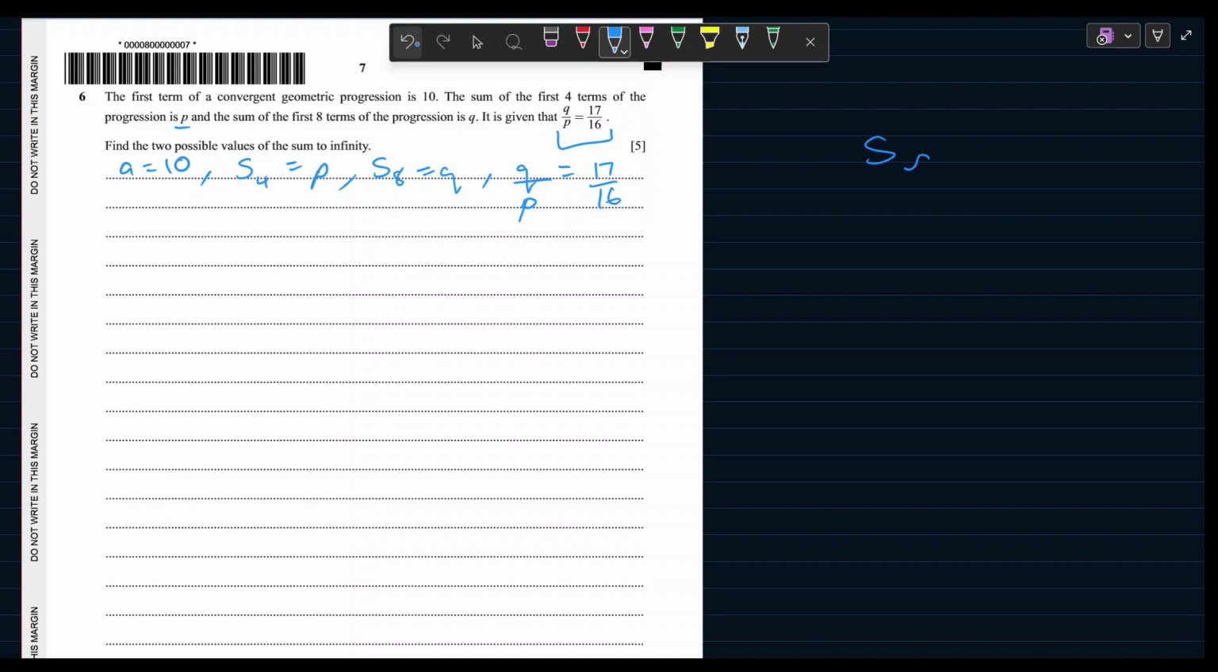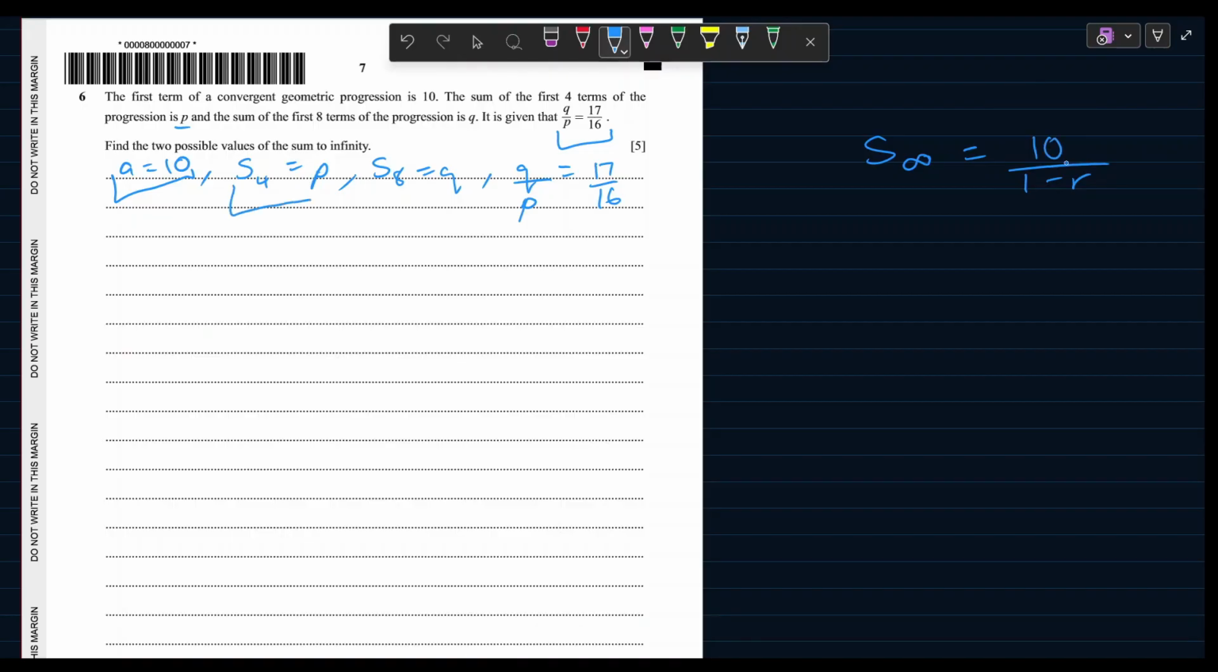So the formula for sum to infinity, it's in your MF19, it's A over 1 minus R. So we need to find what A is and we need to find what R is, and we have to use the information they've given us. In fact, we already know that A is 10, so that's fine. This should be 10. And we need to figure out what R is.